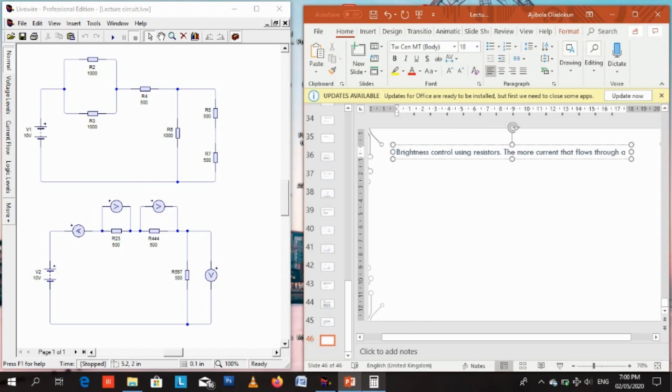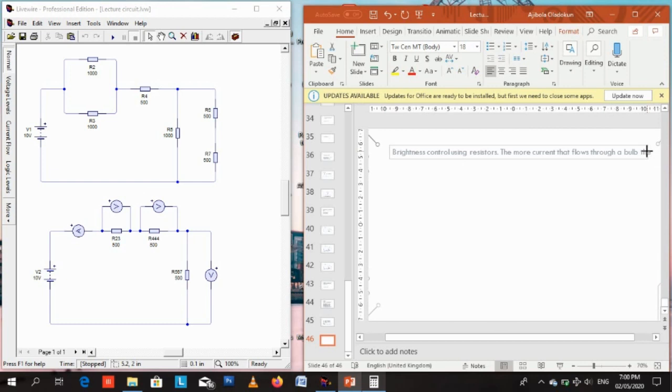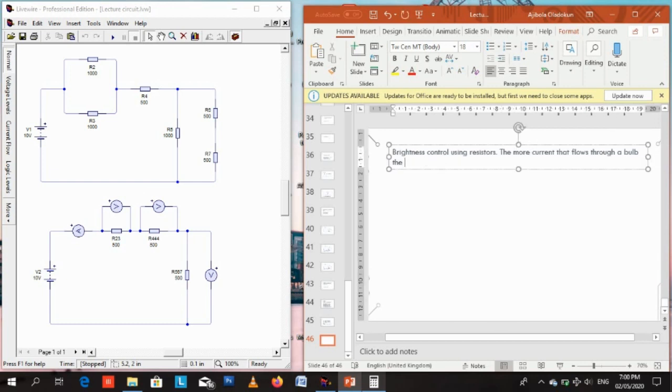So the main thing I want to discuss today is what to do when you have a combination of series and parallel resistor connection. This is, by the way, an addendum. So, brightness control using resistors. The more current that flows through a bulb, the brighter the bulb will be. So I want to explain how you can control the brightness of a bulb or an LED using a resistor.